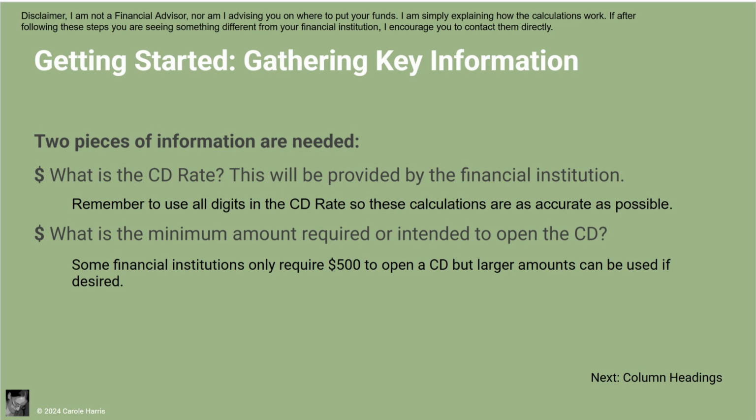So let's get started. First, you will need the CD rate provided by your financial institution. If your rate only has 2 digits beyond the decimal point, that is fine. If your rate has 4 digits beyond the decimal point, you will need all 4 digits. You want this calculation to be as accurate as possible, so use all digits provided. The second item you need is the minimum amount required to open the CD or the amount you intend to use if it's over the minimum.